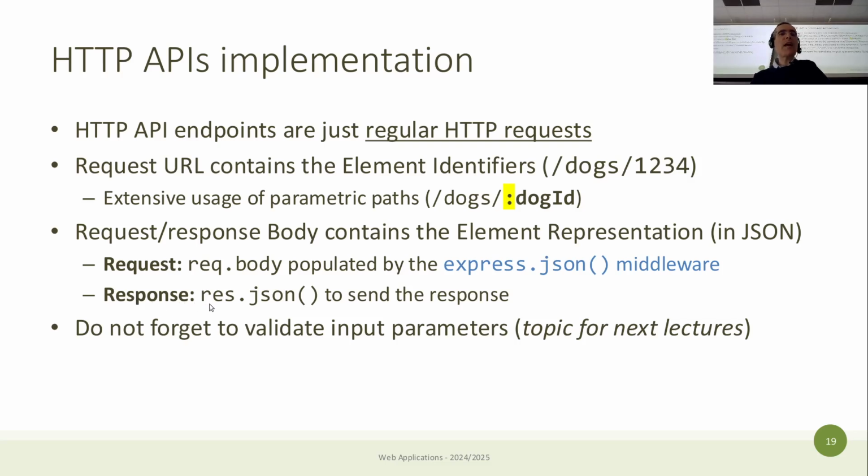On the response side, we already saw there's a method json on res, the response object. Just use it, and pass the values that you would like to give back to the client. So you have a variable that contains an object and so on. Just pass the variable, and json will do the rest. Also, we need not to forget to validate input parameters, but that's next lecture. Okay, not Monday, next Thursday.